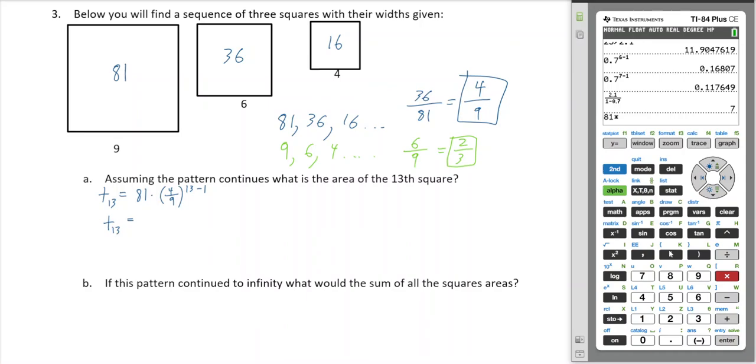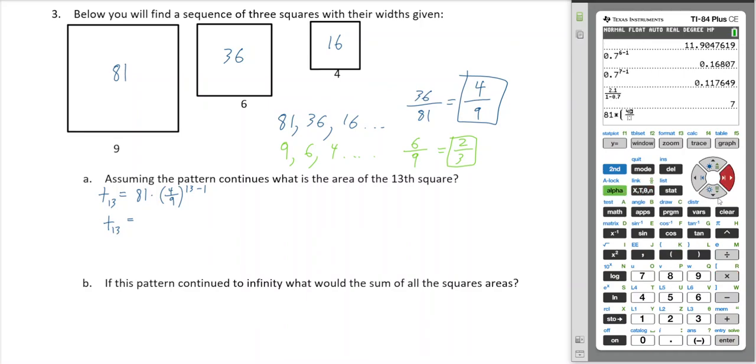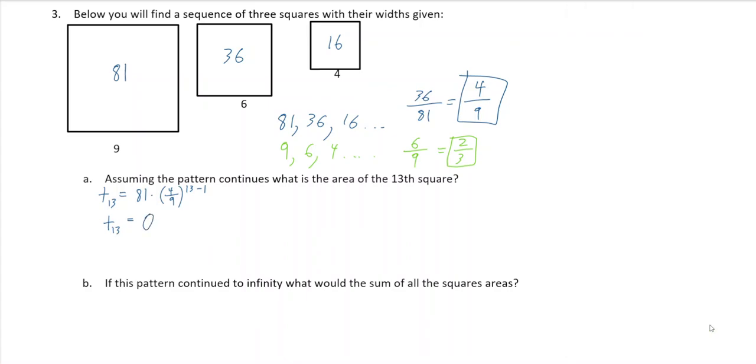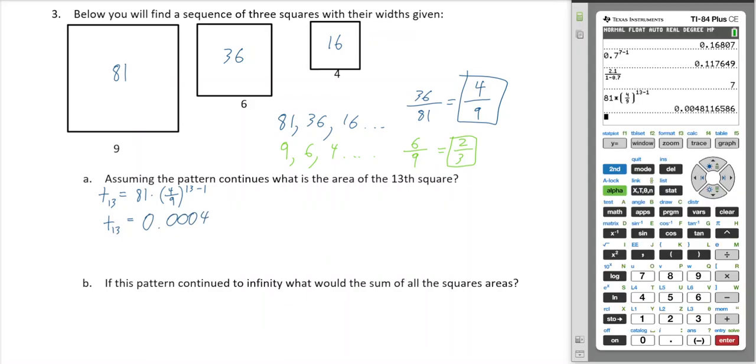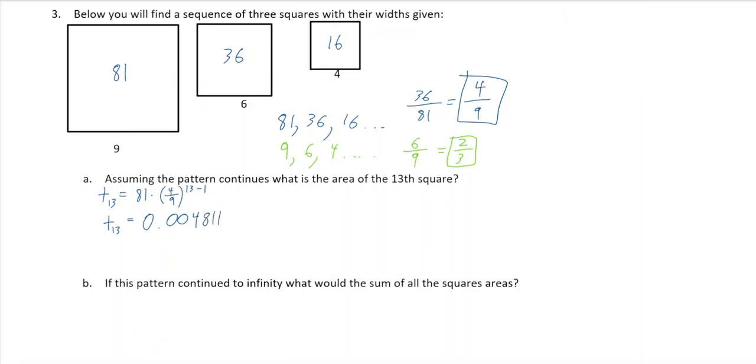So 81 times 4 over 9, and then 13 minus 1. And so we get this tiny little area of 0.0004, I think. Nope, one less 0. 4,811. Let's just leave it there. Okay. So that is the area of the 13th square.